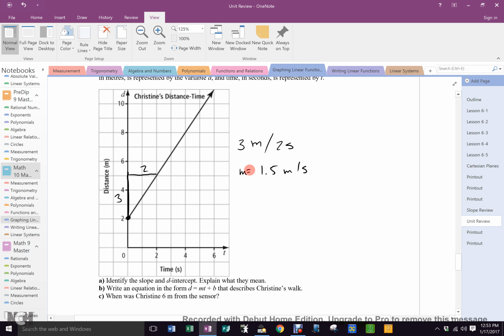What's the y-intercept? 2. What does that mean? It's right there. What's the time there? 0. How far away is she from the camera? Okay, so she's 2 meters away from the sensor.